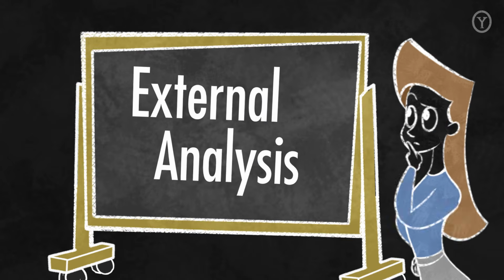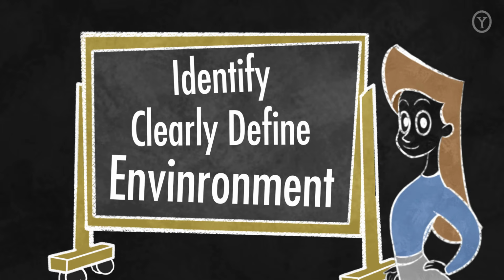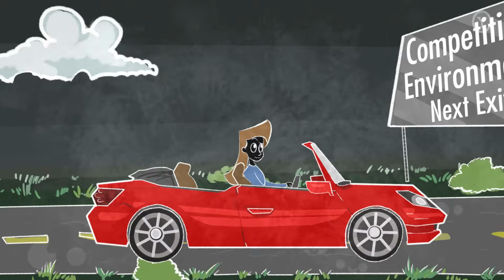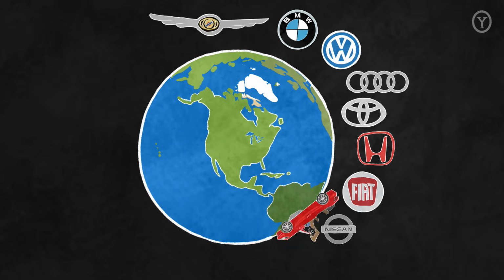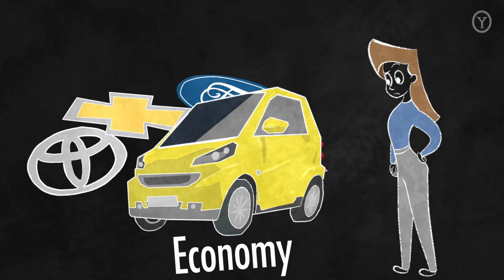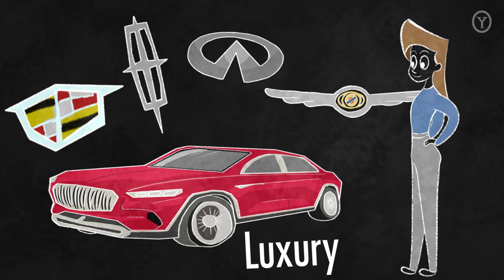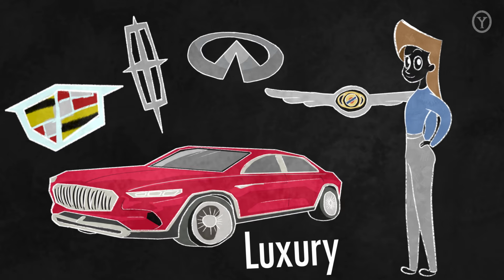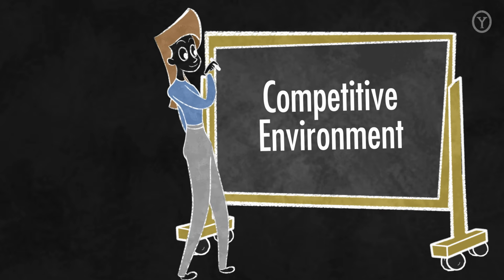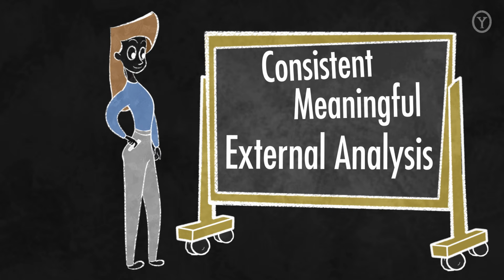To complete an external analysis for a particular company, we first need to identify and clearly define the competitive environment in which the company competes. If we manufacture automobiles, then we need to identify the competitive environment we want to analyze. Are we analyzing the global auto industry, or just the US auto industry, or just the EU auto industry? Are we analyzing the economy car segment, or the mid-size car segment, or the luxury car segment? Or maybe we're analyzing the competitive environment for luxury cars only in the EU geography. It is important for us to create some conceptual boundaries around our competitive environment so that we can perform a consistent and meaningful external analysis.